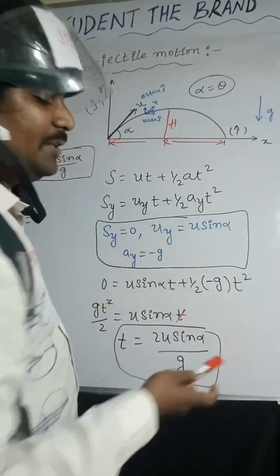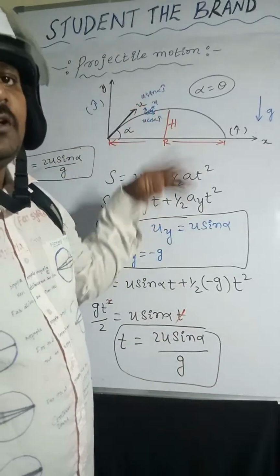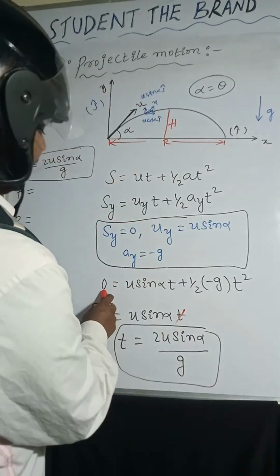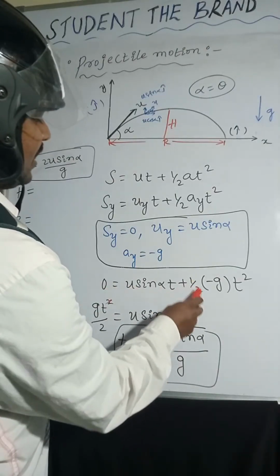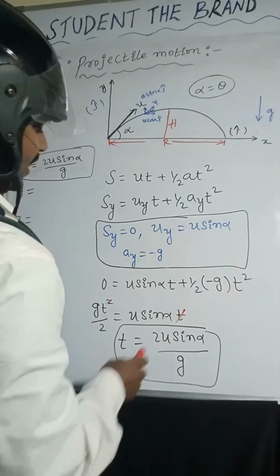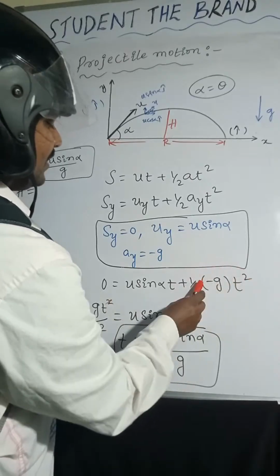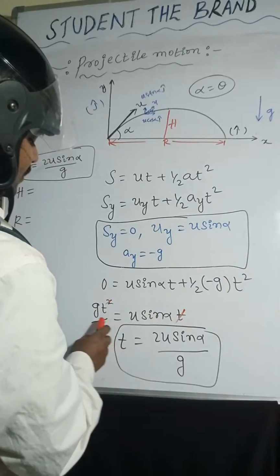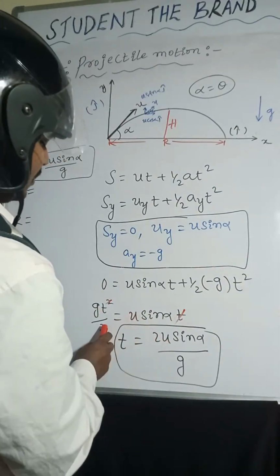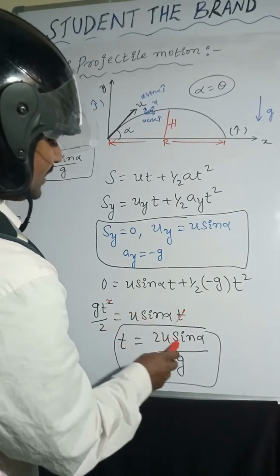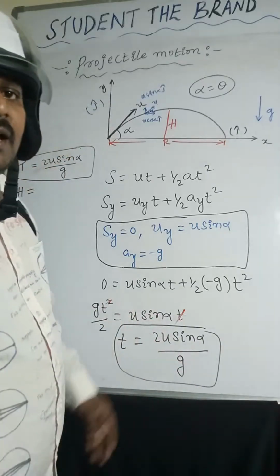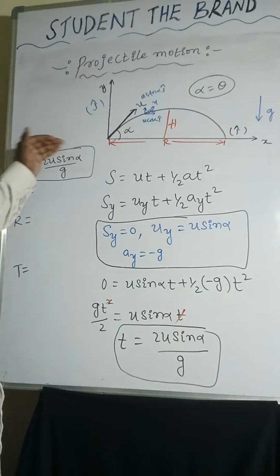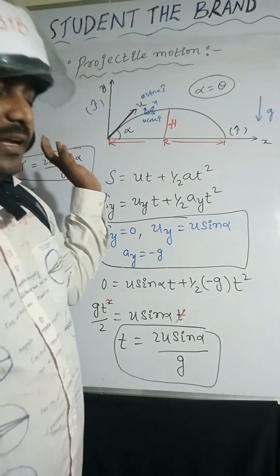As I said, the particle is moving against acceleration due to gravity, that's why ay equal to minus g. So 0 equal to u sin alpha t plus half into minus g t square. Here you can take this entire term to this side, gt square by 2. So t gets cancelled. So t equal to 2u, cross multiply, 2u sin alpha by g. Okay, so that is the time of flight, capital T equal to 2u sin alpha by g.